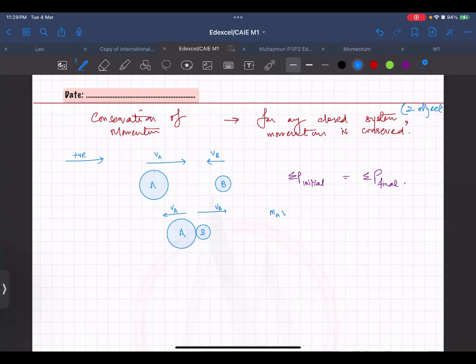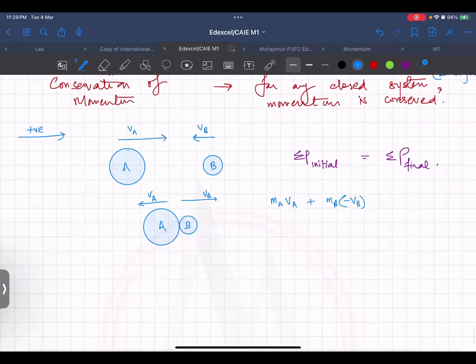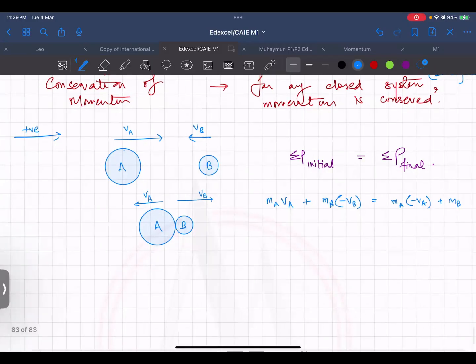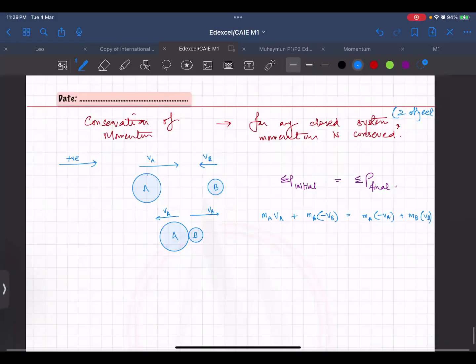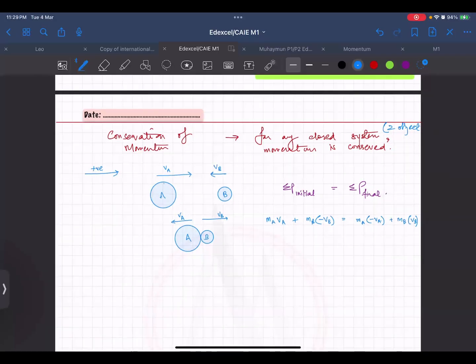If we find the initial total momentum for mass A and mass B combined, this would be mass A times velocity of A plus mass B times minus velocity of B, because it is in the opposite direction, on the left side. This would be equal to the final total momentum, which would be mass of A times minus velocity of A plus mass of B times velocity of B, which is again in the positive direction. So we have to input the signs according to the direction. Direction is very important. If you mess up the direction, then definitely you will get the wrong answers.